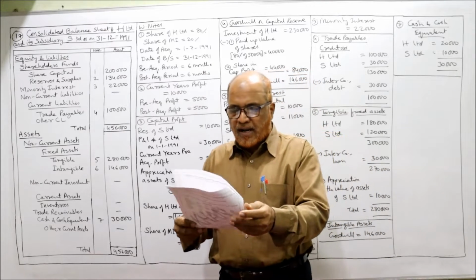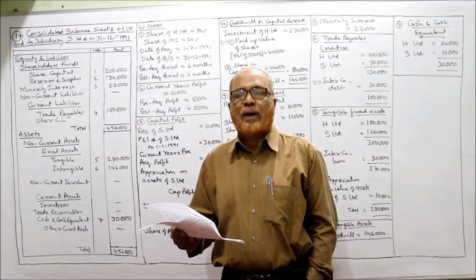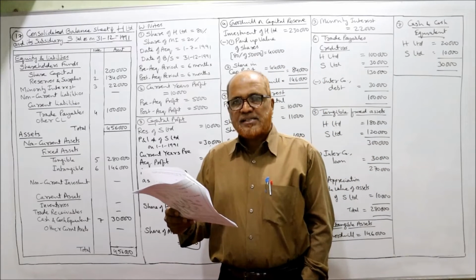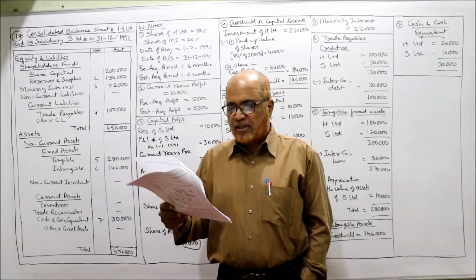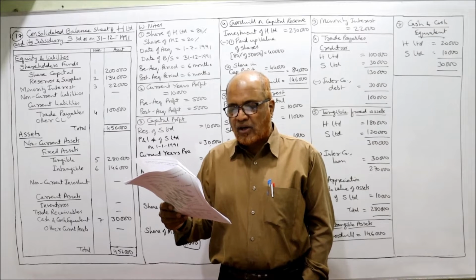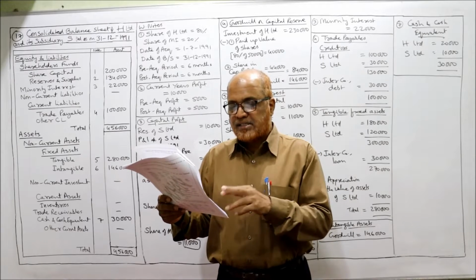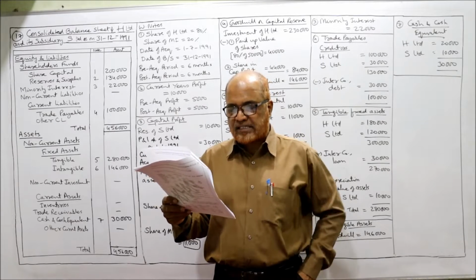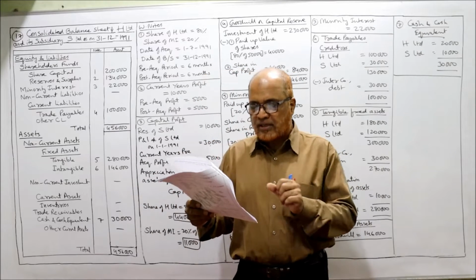The following is the summarized balance sheet of H Limited and S Limited as of 31st December 1991. Liability side: share capital, H Limited 2 lakh, S Limited 50,000. Then reserves 30,000 and 10,000. Balance in profit and loss account as on 1st January 1991, the beginning of the year: 60,000 H Limited, 30,000 S Limited. Profit for the year, the current year's profit: 40,000 and 10,000.